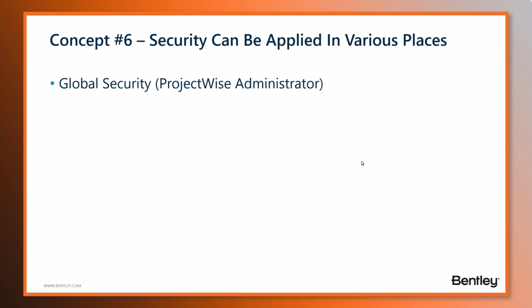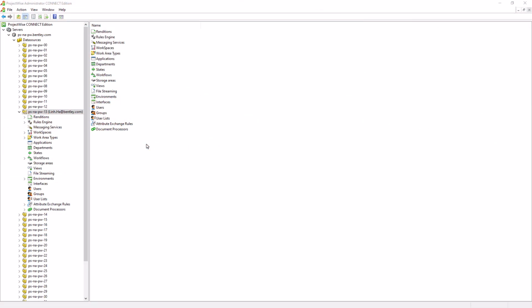Concept number 6, security can be applied in various places, both in ProjectWise Administrator and ProjectWise Explorer. We will take a look at it in more detail. Whenever we apply security in the ProjectWise Administrator module, this type of security is considered as global because the security will apply to folders and documents that do not have their own access control when we review them in ProjectWise Explorer. We can apply security at the data source level via the data source properties dialog window.